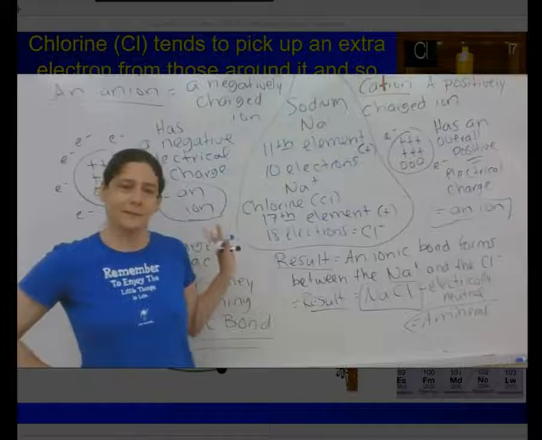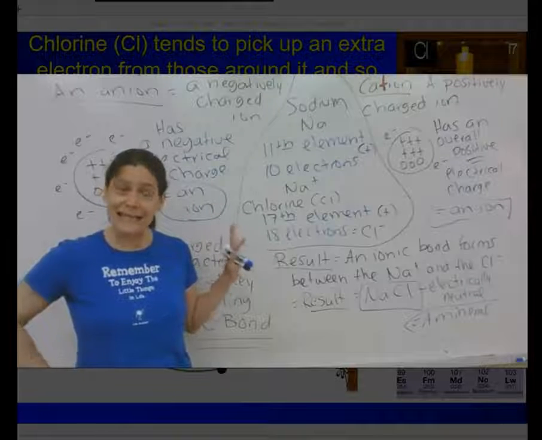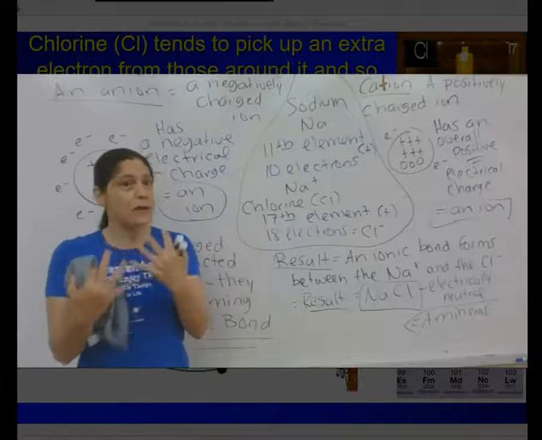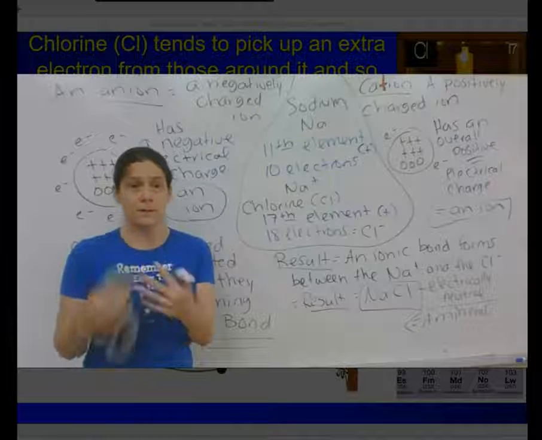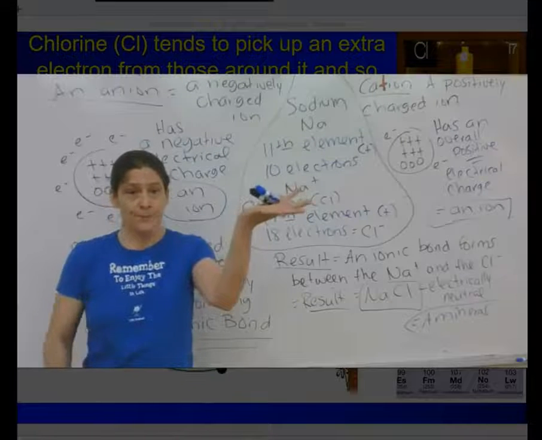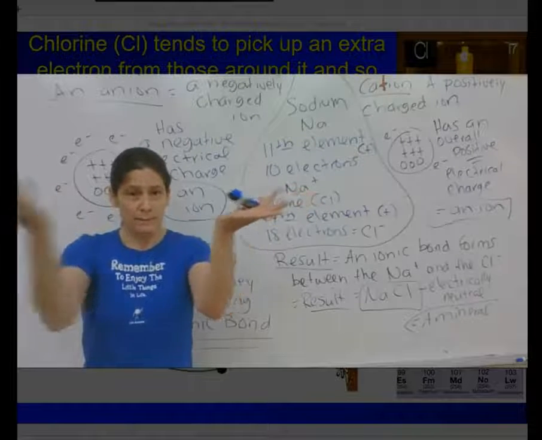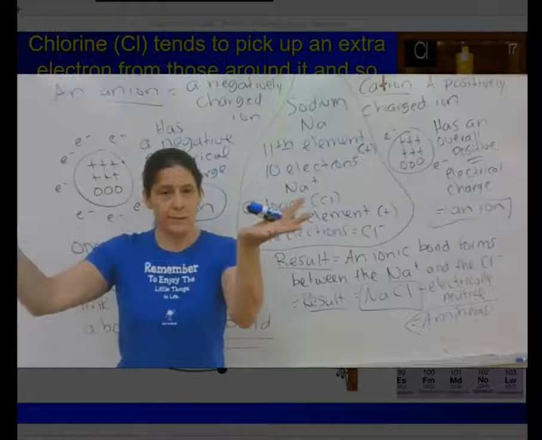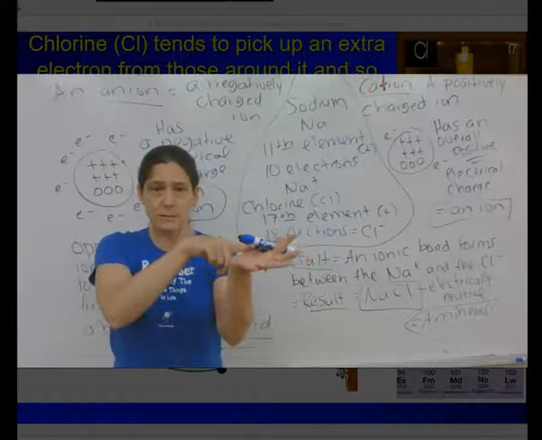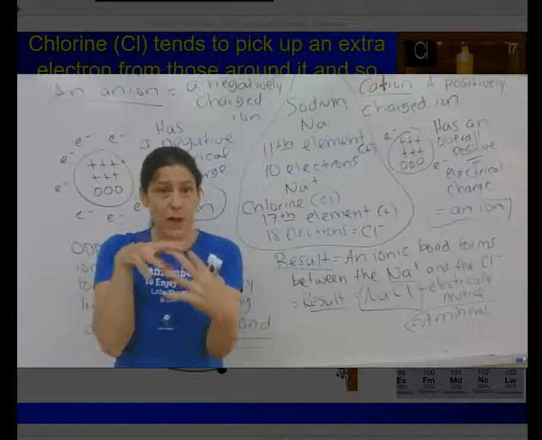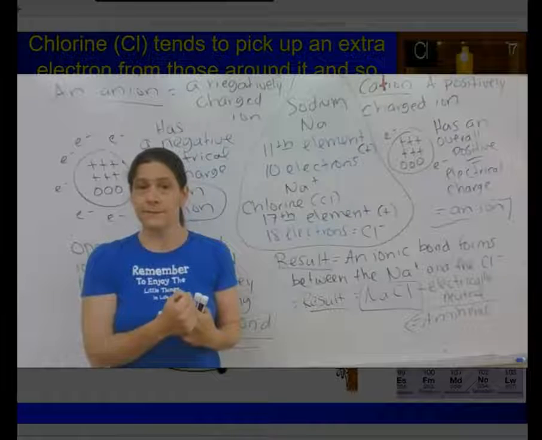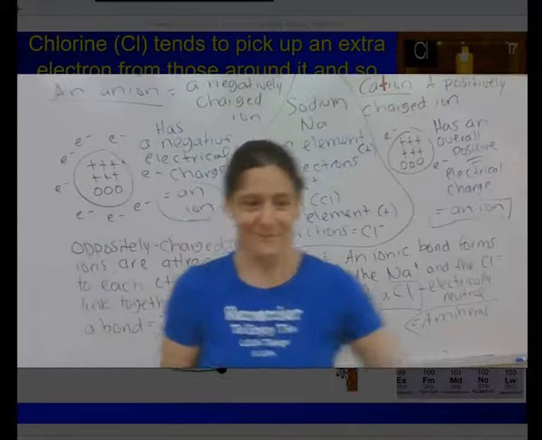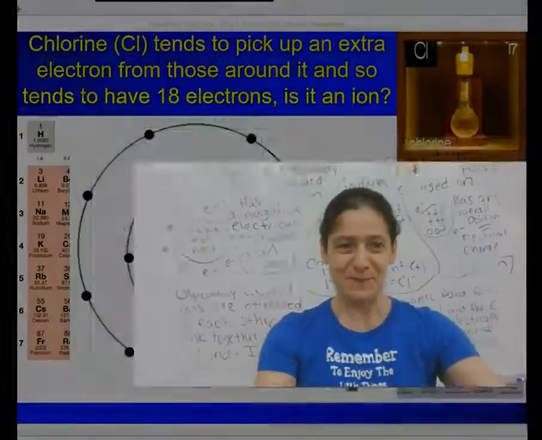I'm a conceptual girl. As long as you understand this idea that we're balancing in ratios so that it becomes neutral. So if you have a +2 and a -1, you need two -1s to balance out the +2. Once that happens, you have an electrically neutral thing. That's what a mineral is. Rewind if you need to.